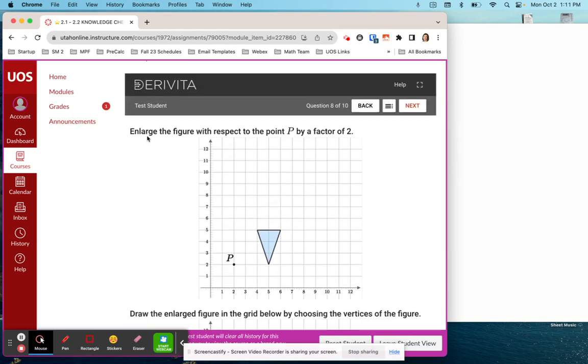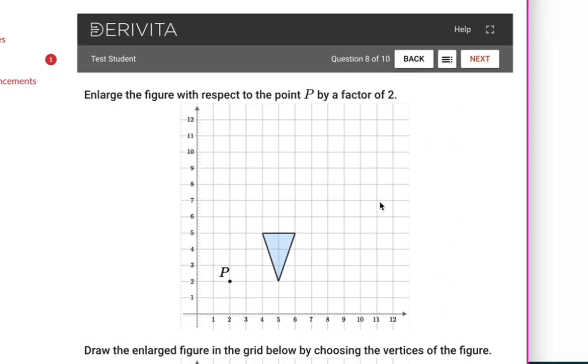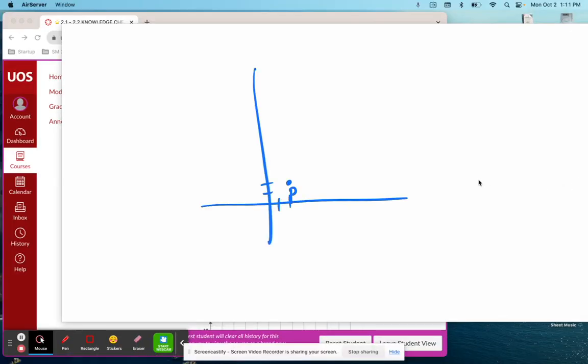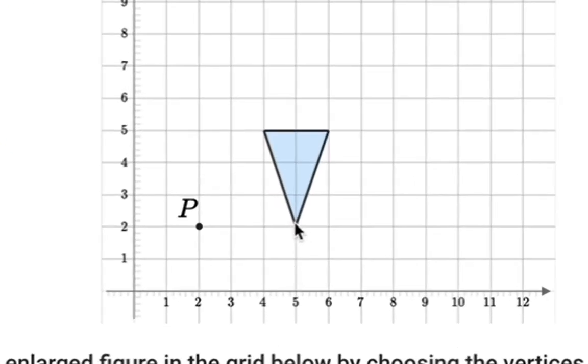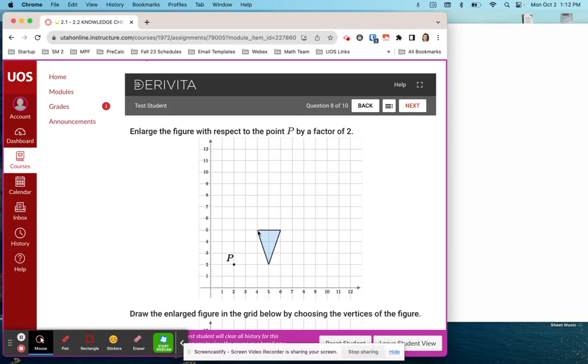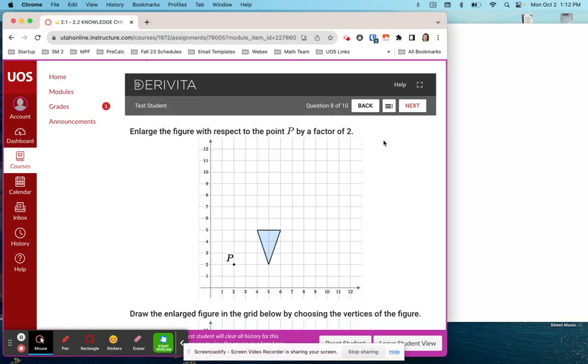But this says enlarge the figure with respect to point P by a factor of 2. So you'll notice right here, P is at 2, 2. The key to remembering here is it's not at 0, 0. Okay, so that's one thing you've got to pay attention to. So I'm just going to draw this over here, my point P. And then I've got points at 5, 2, 6, 5, and 4, 5. So here's my figure, right there. So what I'm trying to do is dilate this by a factor of 2.